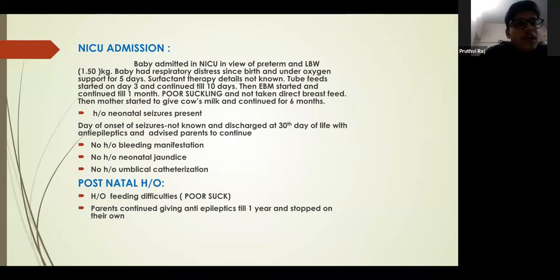History of neonatal seizures present. Day of onset of seizures not known, and discharged at 30th day of life with anti-epileptics, and advised parents to continue. No history of bleeding manifestation in the child, no history of neonatal jaundice, and no history of umbilical catheterization. Postnatal history: no history of feeding difficulties, poor suckling. Parents continued giving anti-epileptics till 1 year and stopped on their own.